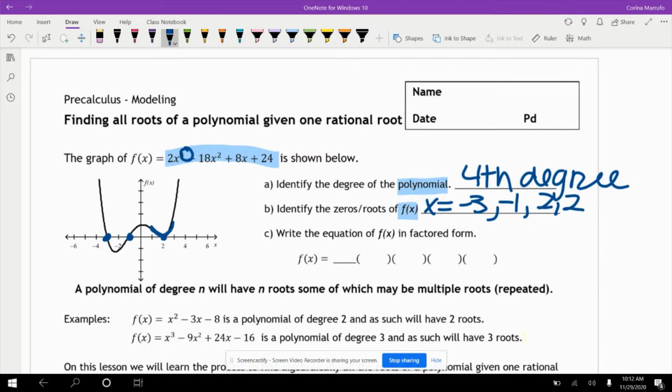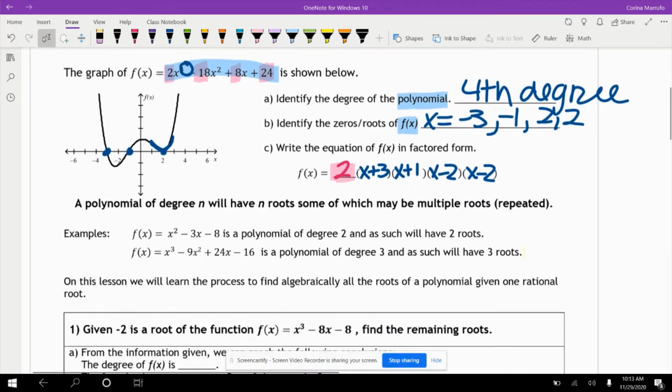So it says write the equation of f of x in factored form. So if negative 3 is a root, then that means that x plus 3 is a factor. If negative 1 is a root, then x plus 1 is a factor. If positive 2 is a root, then x minus 2 is a factor. So these are your factors. And so that's what we're going to be looking for today, we're going to find all the factors of our polynomial. This one specifically is going to have, remember, the a that goes in the front. So if we look here, 2, 18, 8, and 24, their greatest common factor is a 2. So that's the number that's here in the front.